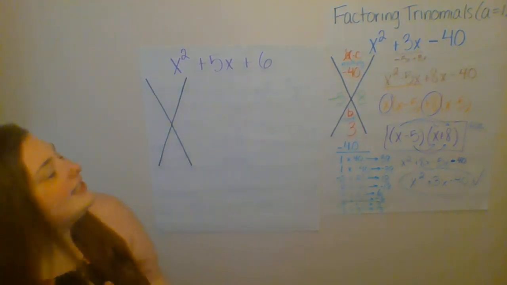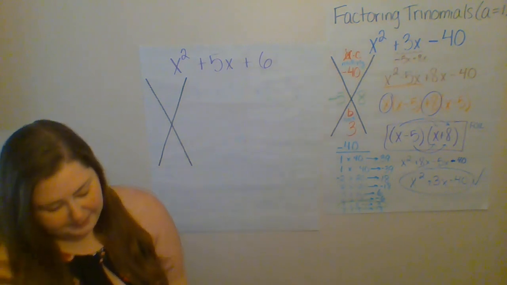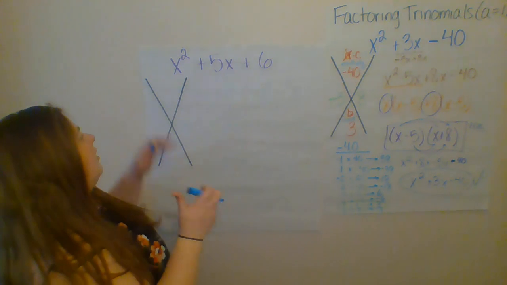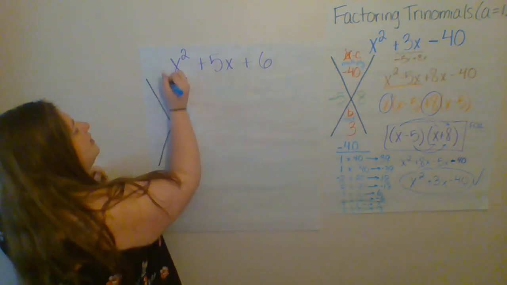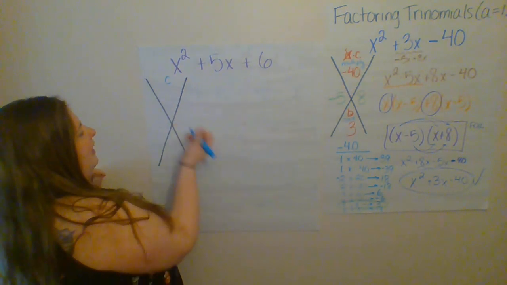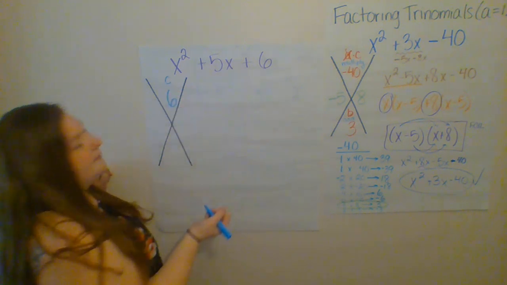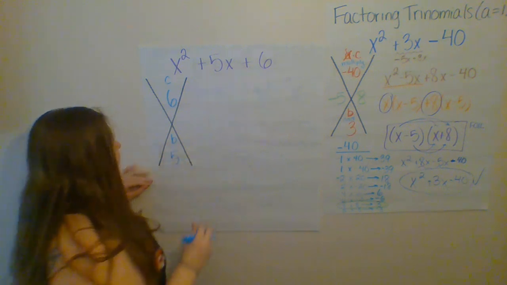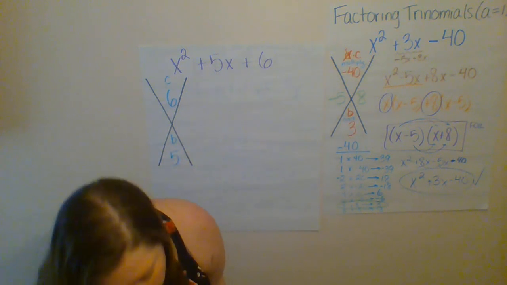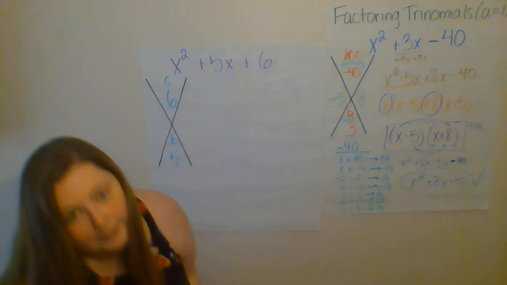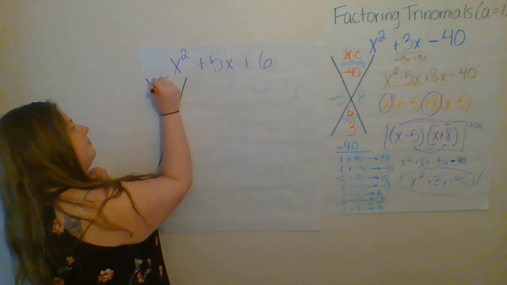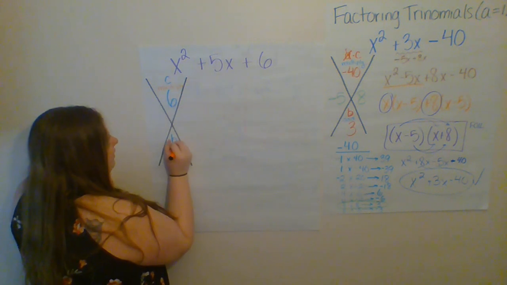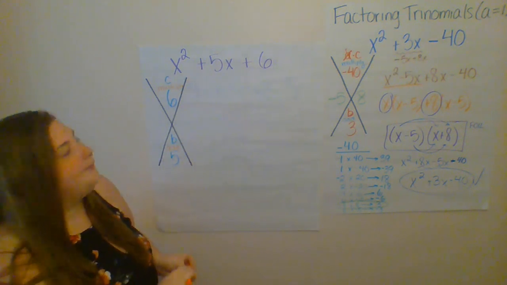Alright, so now our second example is x squared plus 5x plus 6. So we are going to start out the same way. On the top of our x, we put our c. Since a is 1, we don't have to multiply it. So that's our 6. On the bottom of the x, we put our b, which is 5. So now we need to find multiples of 6 that will add to be 5. So they have to multiply to be 6 and add to be 5.